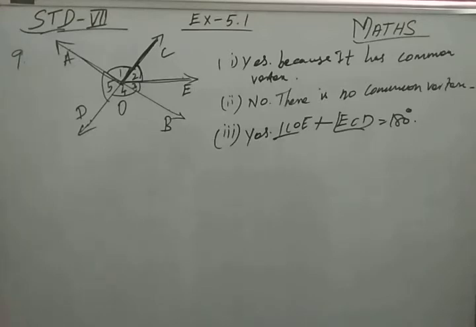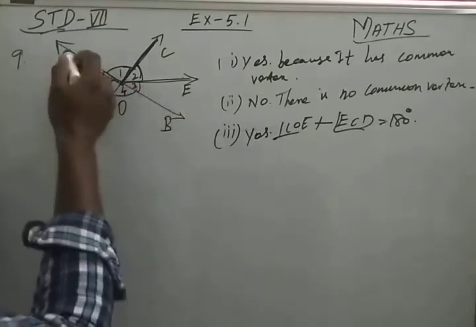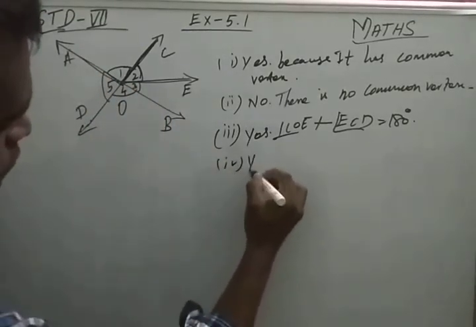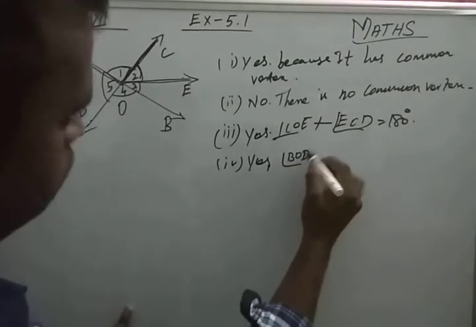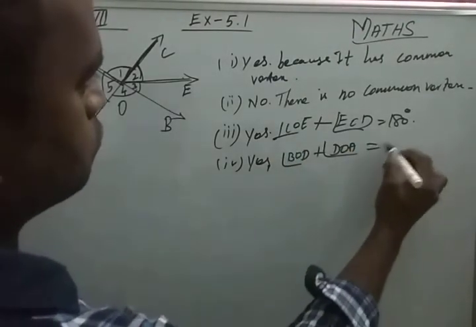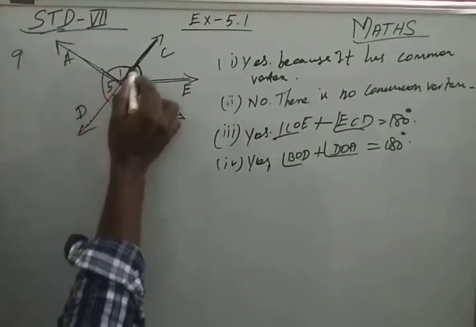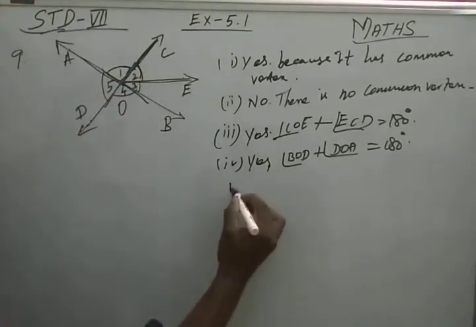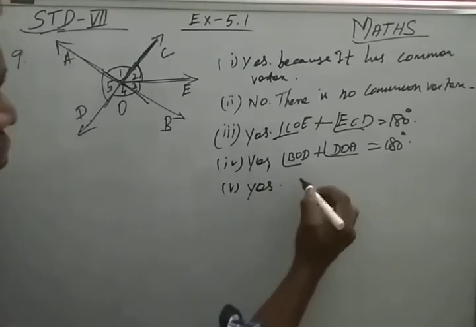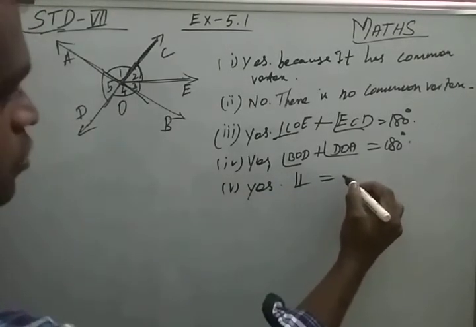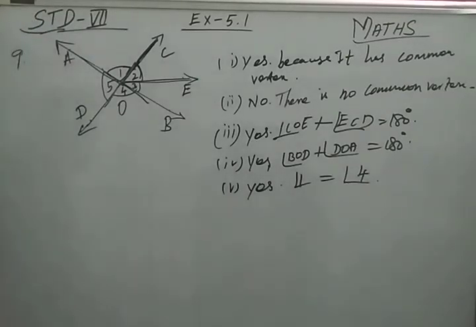Fourth one. Are BOD and DOA supplementary? Of course, yes, because the sum is equal to 180 degrees. Next one, fifth. Is angle 1 vertically opposite to angle 4? That one also is yes. 1 equals 4.